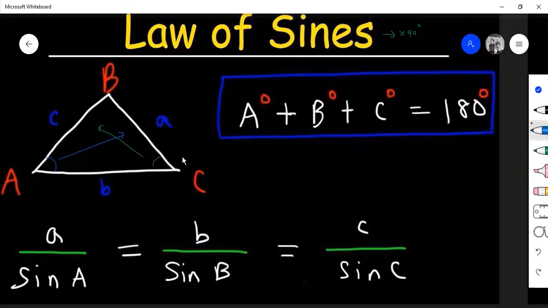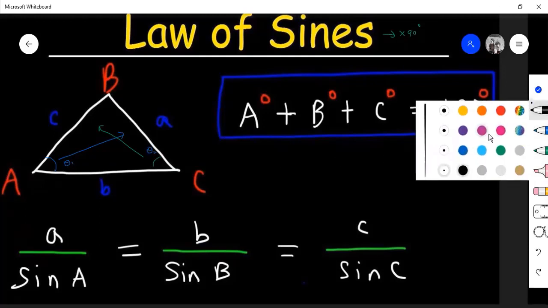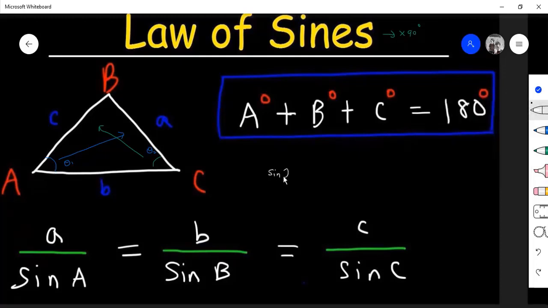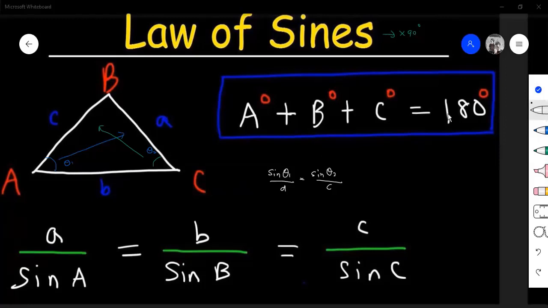How we work with this formula is quite easy. I label this angle as angle theta1. This is theta2. As I mentioned just now verbally, theta1, I'll write as sine theta1 divided by the neighbor, which is a, equals sine theta2 divided by the neighbor, which is c. So the concept in law of sine is that we are looking at the neighboring sides. Okay, so for one angle the neighbor will be one side, and for the other angle the neighbor will be the other side. Okay, that's how we do sine.